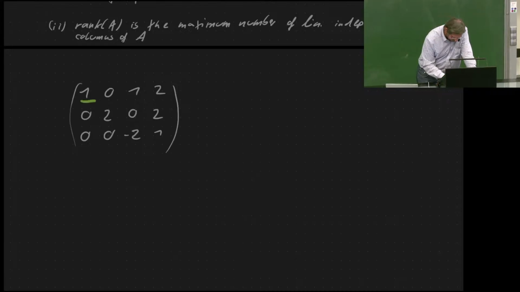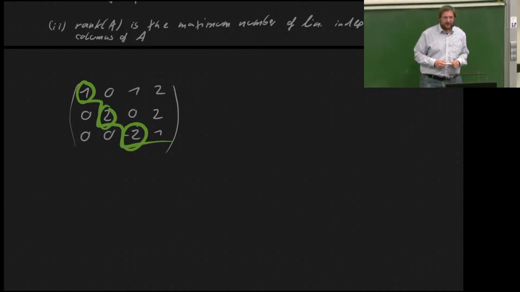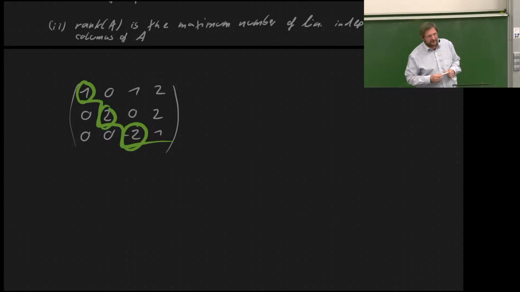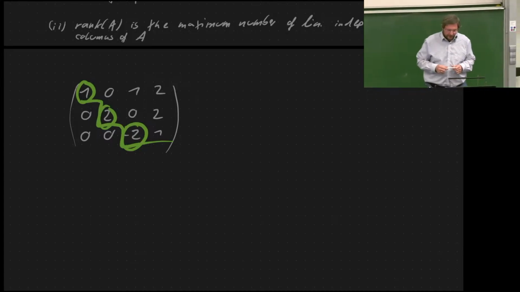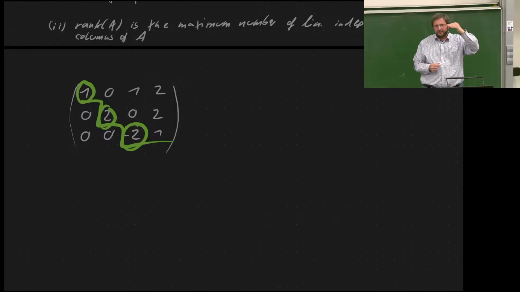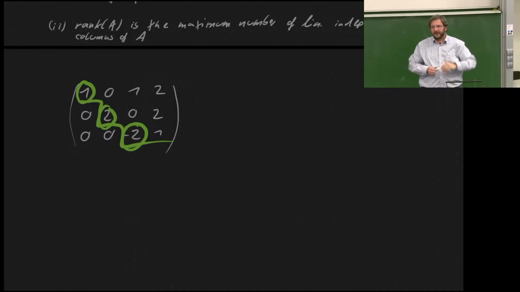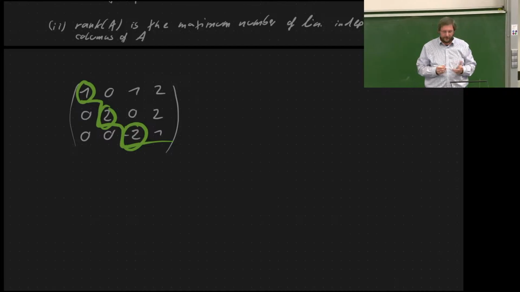And what do we have here? Here's our staircase. Here are our pivot elements. And my claim is all the rows with pivot elements form a linearly independent set. Same thing for the columns. All the columns with pivot elements form a linearly independent set. Why is that the case?